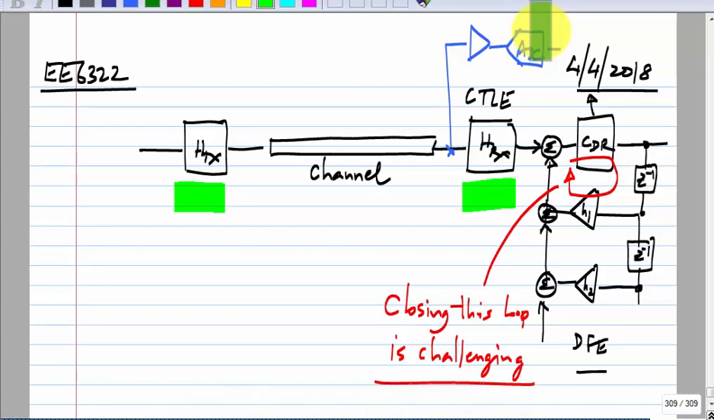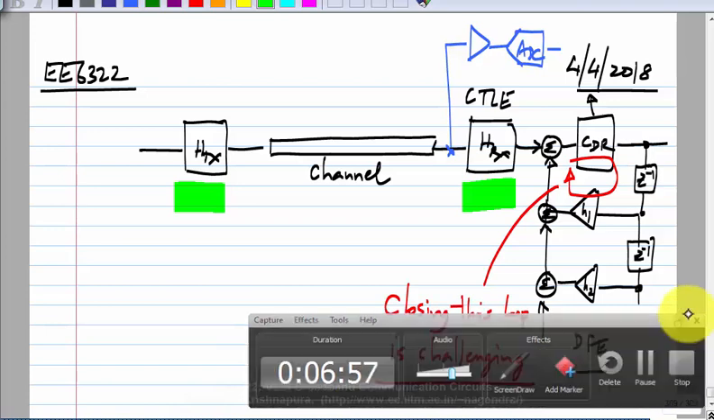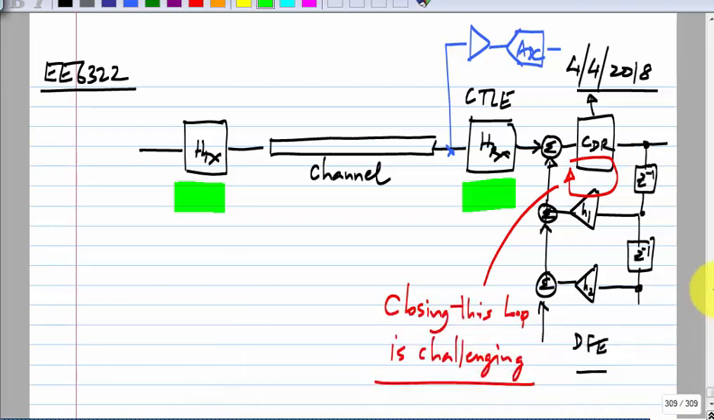Now, in a real situation, we don't know what these different tap values are. That is the challenge. The channel can be either short or long. It can go through one or many connectors and so on. So we frequently need adaptation.